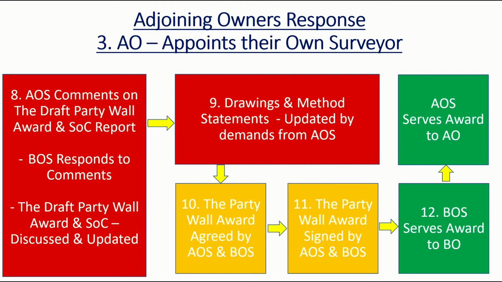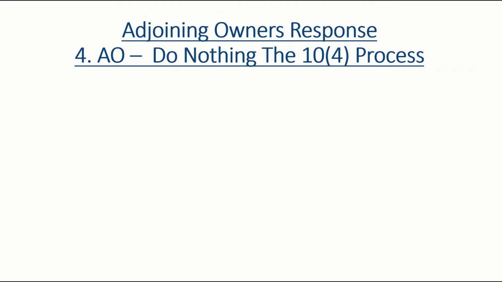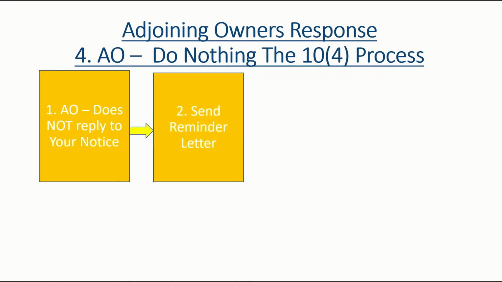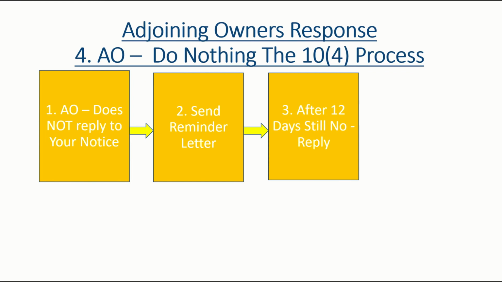Where the adjoining owner has selected the fourth option, i.e. done nothing, not answered your letters, it is deemed to be a dispute after 14 plus days for postage, so we usually allow 16 days. The next step is to send a reminder letter giving them 10 plus 2 days for postage. If there's still no reply, the building owner must, and I repeat, must appoint a surveyor on their behalf to act for them.